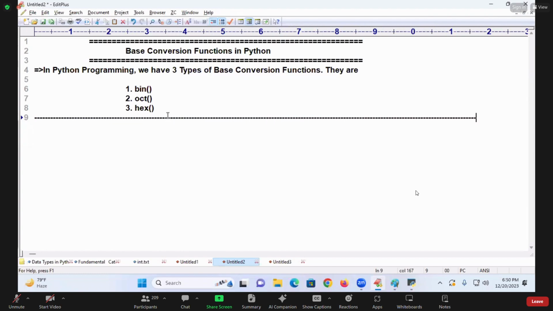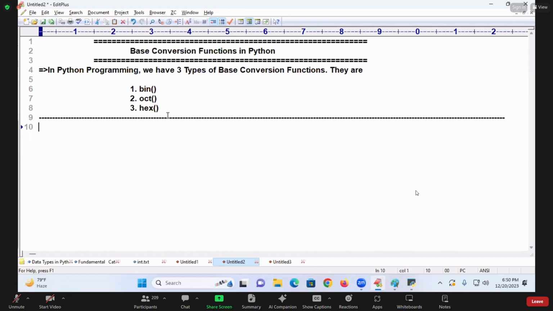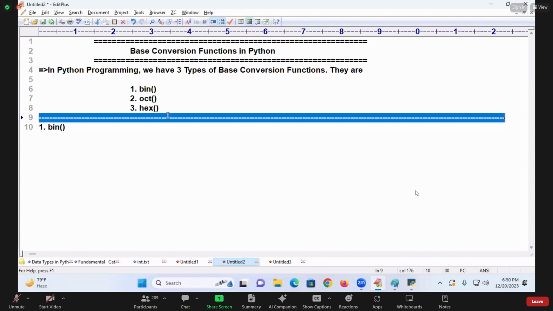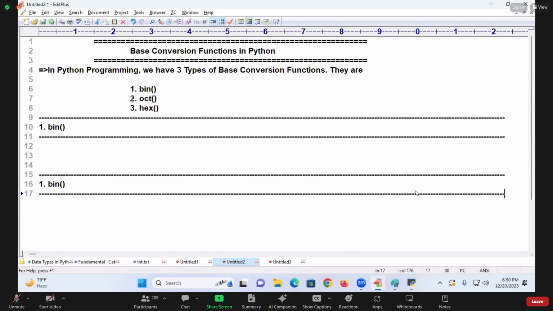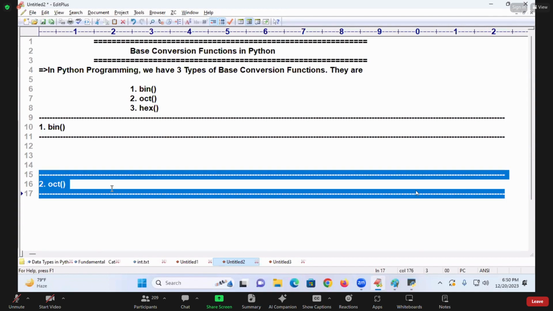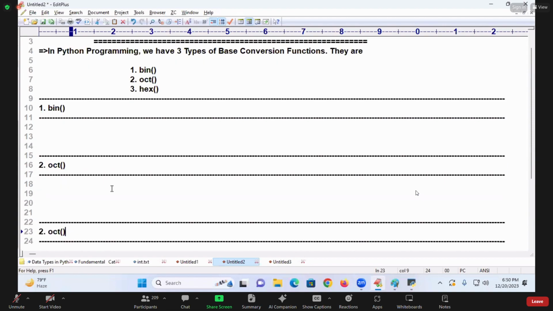So let us move further to bin off. I will explain the bin off. Later I will go for the same mechanism. Online students, try to keep your fingers on the keyboard and try to write out the functions I am writing. So here I will write oct off. Next I will take hex off. The third one is called hex off. I'm explaining as well as writing the notes for you.